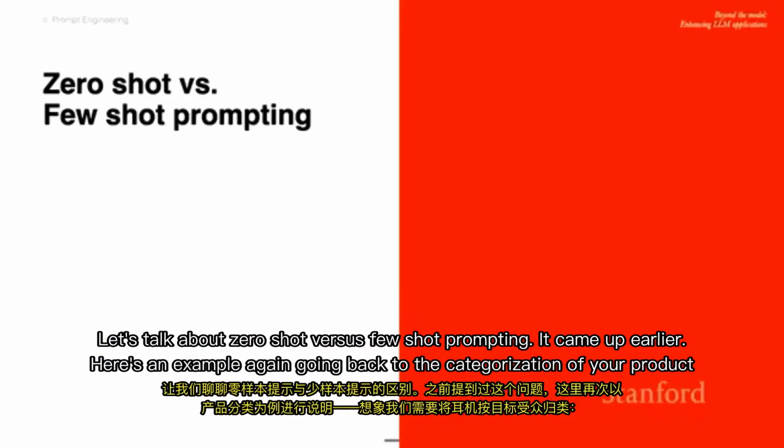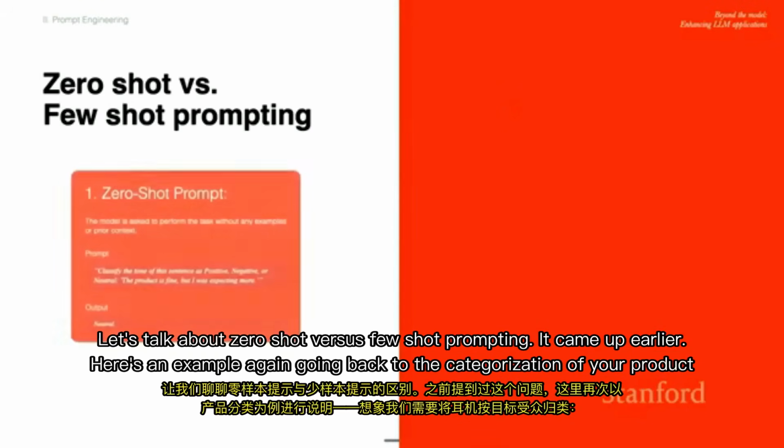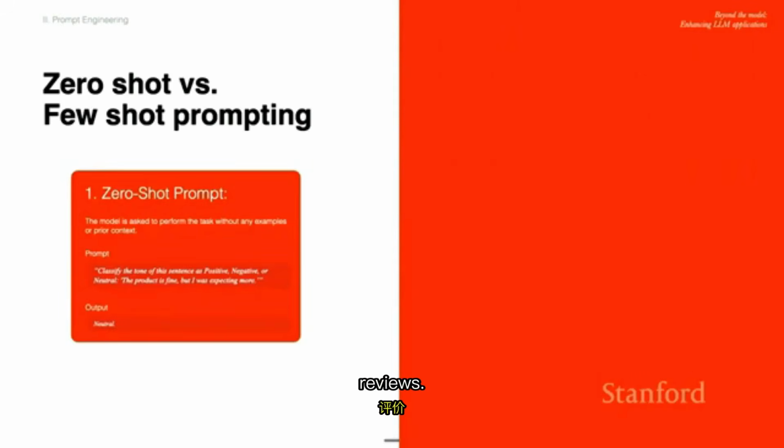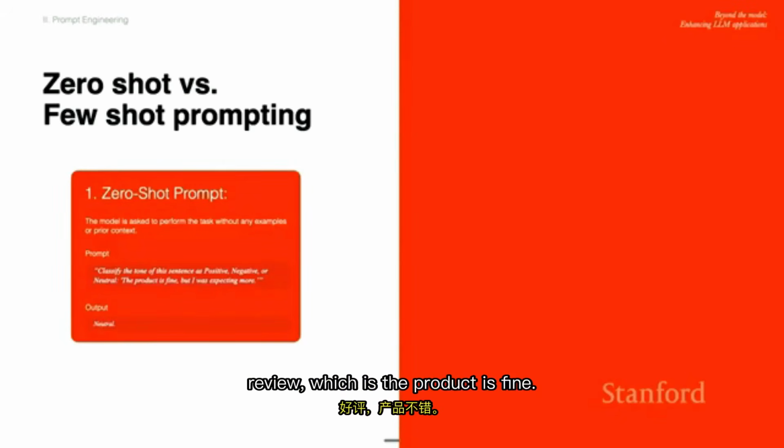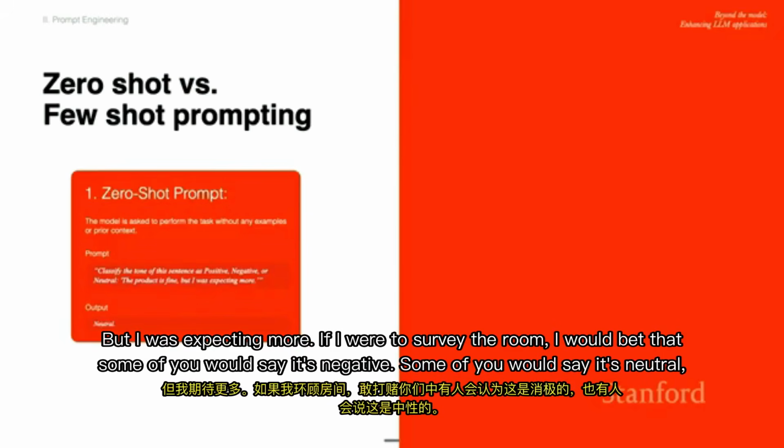Let's talk about zero-shot versus few-shot prompting. It came up earlier. Here's an example, again, going back to the categorization of product reviews. Let's say that we're working on a task where the prompt is: classify the tone of this sentence as positive, negative, or neutral, and then you paste the review, which is: the product is fine, but I was expecting more.